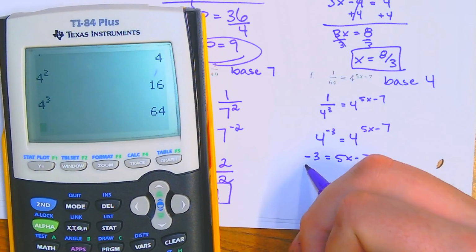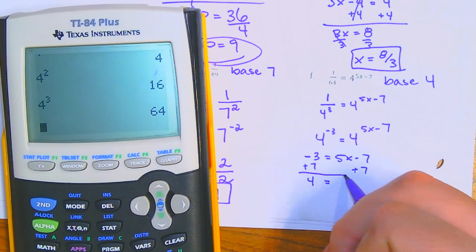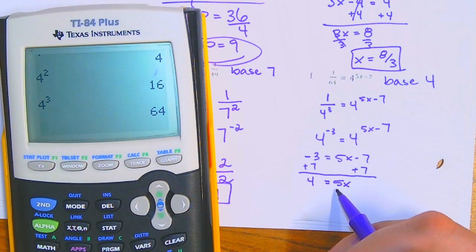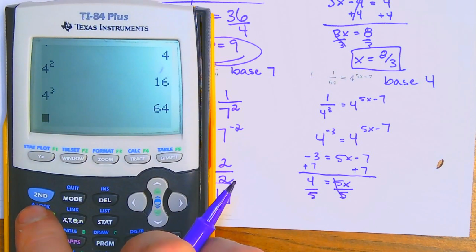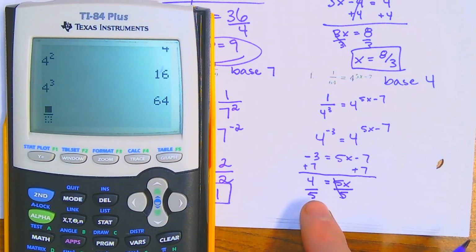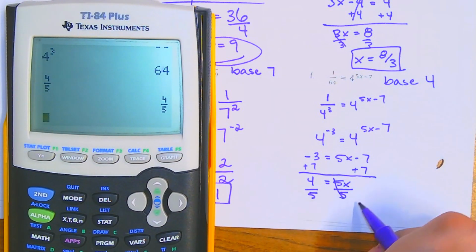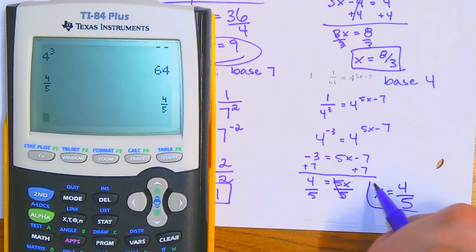Add your 7. 4 equals 5x. Divide both sides by 5. Okay, if you guys are still having trouble with this, I would encourage you to use the fraction template: alpha y equals, numerator denominator, 4 and 5. Press enter. Doesn't have to reduce anymore, so I'm just going to rewrite this as x equals 4/5. And that's my answer.